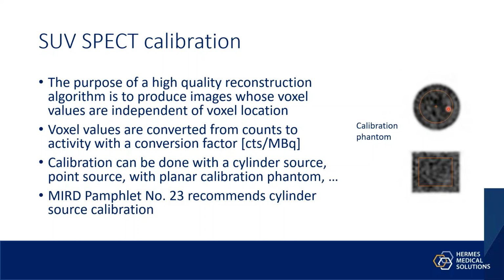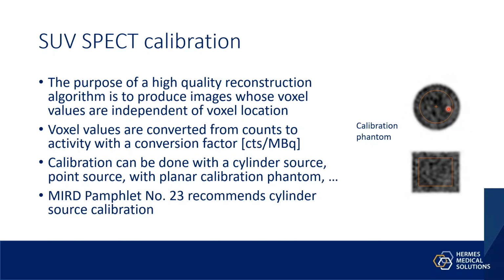We can do the calibration using the cylinder source. We just put the known amount of activity in a cylinder, image it, check how many counts are emitted, and then we calculate the ratio between counts and the known amount of activity, and that is our calibration factor. We can do the same thing with the point source. The cylinder source and point source are both supported by hybrid recon.